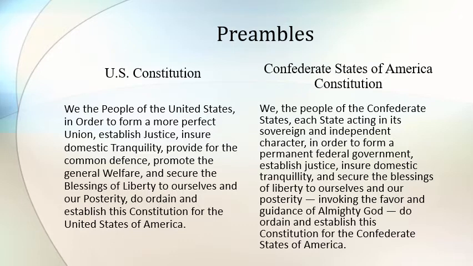We also see, in addition to that, this talking about God. We do not see God mentioned in the U.S. Constitution, but it is mentioned in this Confederate States of America Constitution, basically stipulating that God is on their side. God is in favor of these Confederate states against the U.S. northern side, the Union.